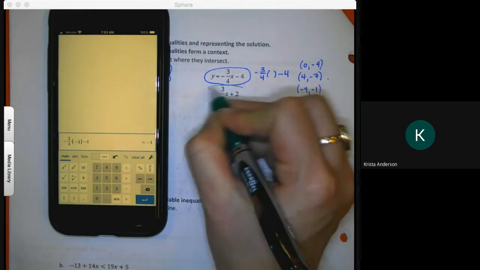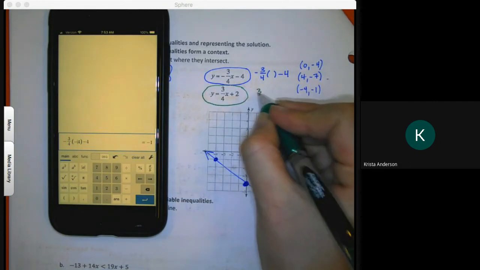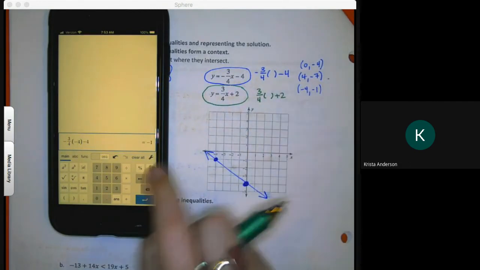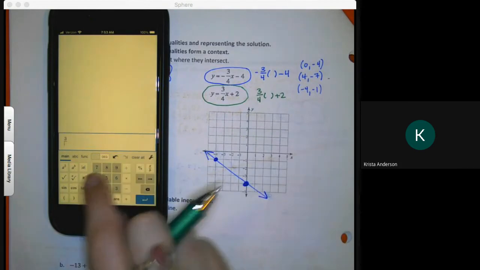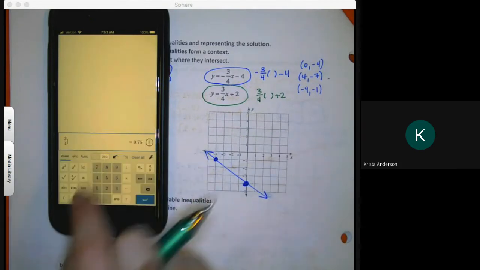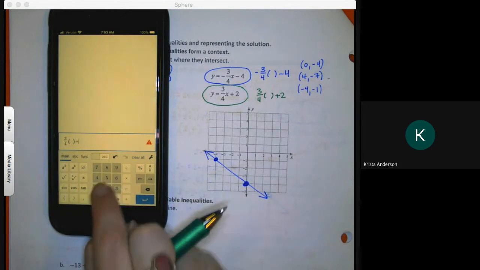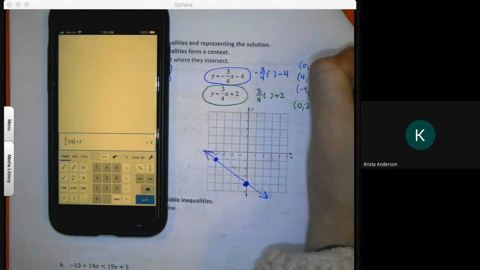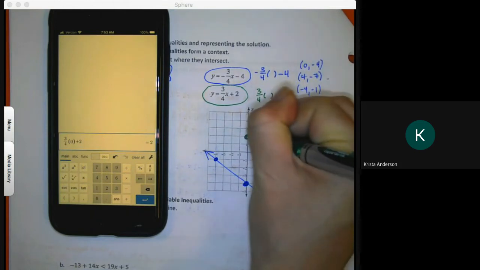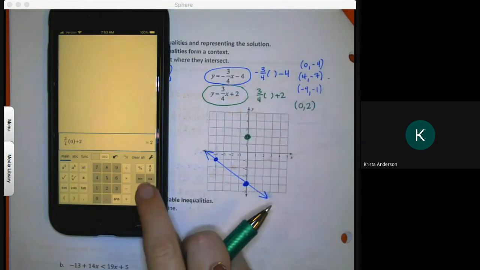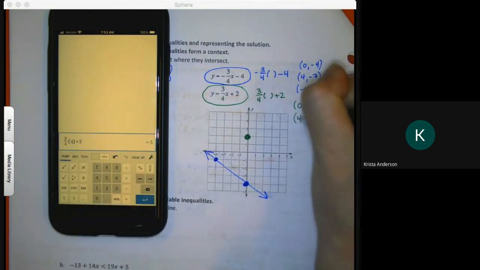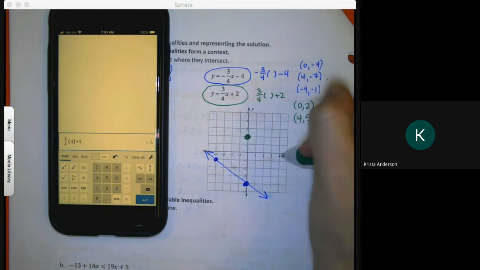Second graph, so I can find where they touch. 3/4, parentheses, plus a 2. 3/4, whoops, parentheses with a +2. I'm going to put 0 first. 0 is at 2. Then I'm going to plug a 4 in because that's the bottom number. 4 is at 5. Hey, that fits.